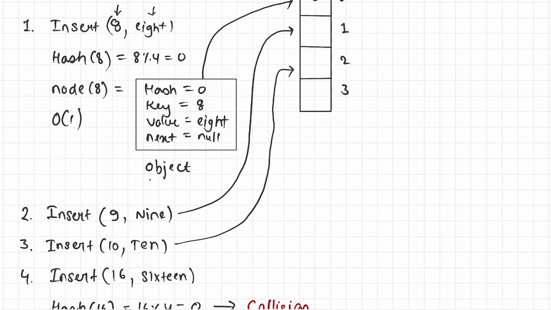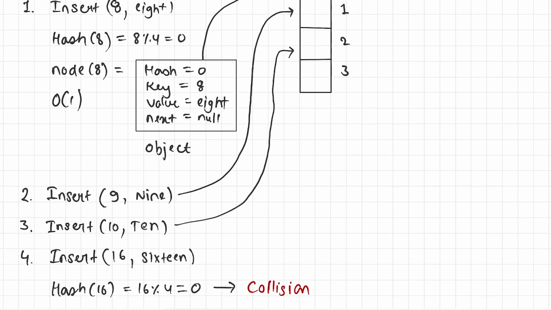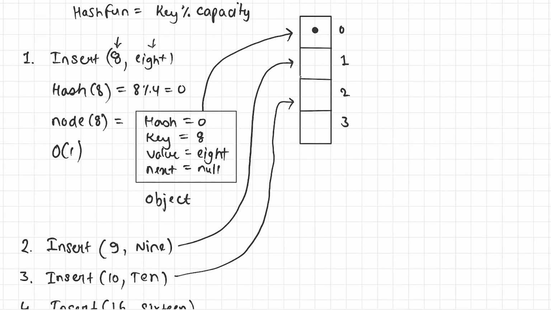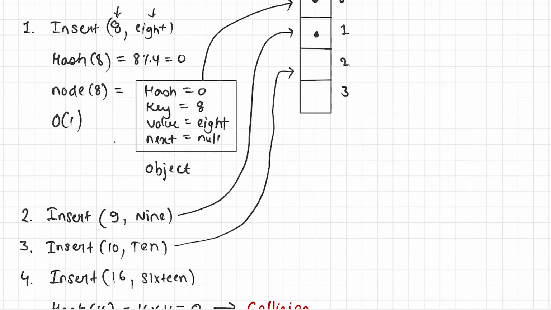Now this key value pair is inserted at position 0. Now let's try to insert the 9 and 9 key value pair. Again it's going to repeat the same process of computing the hash code and creating the node. After computing the hash code, 9 modulus 4 is equal to 1, so the address of this object is going to be inserted at position 1. Now let's repeat the same process for the next key value pair, that is 10 and 10. After computing the hash code, 10 modulus 4 comes out to be 2, so the reference of this object is going to be inserted at this position.